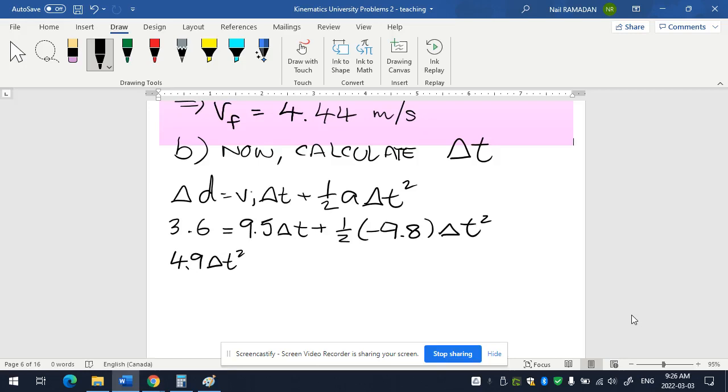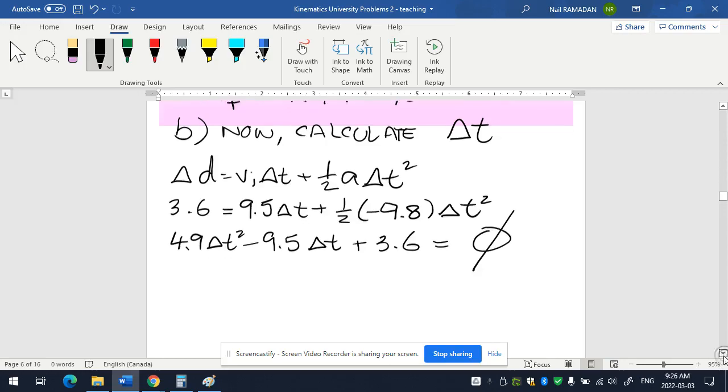How about this one when it moves? Negative. Negative 9.5 delta T. Did we touch this one? Nope. Plus 3.6. Equals what? Okay.